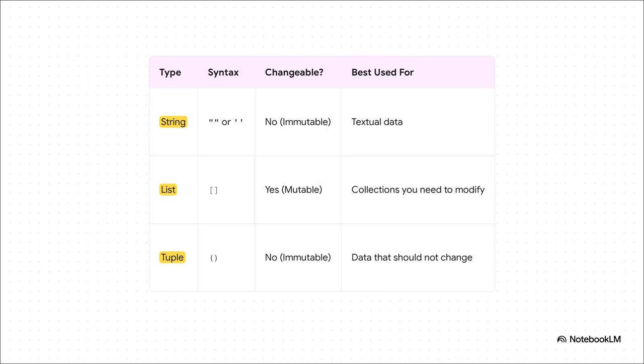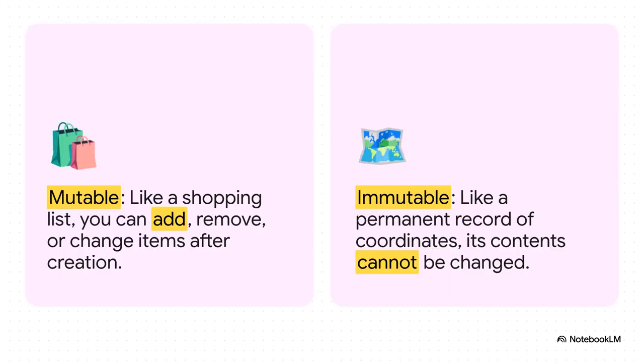But the most important column to look at is changeable. A list is what you want when you know you're going to be adding, removing, or swapping items around. A tuple, on the other hand, is for when you want to lock that data down and make sure it stays exactly the same. And this difference between changeable and unchangeable is so important.